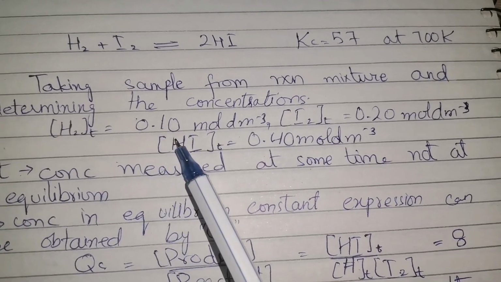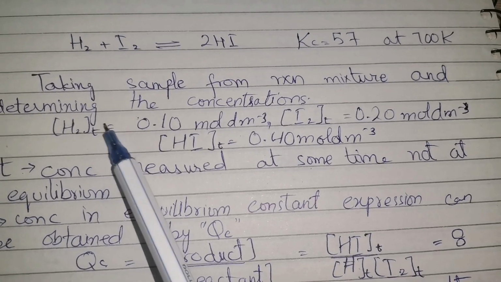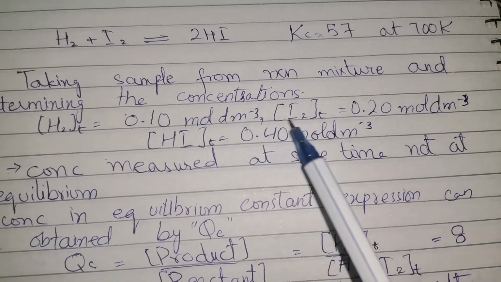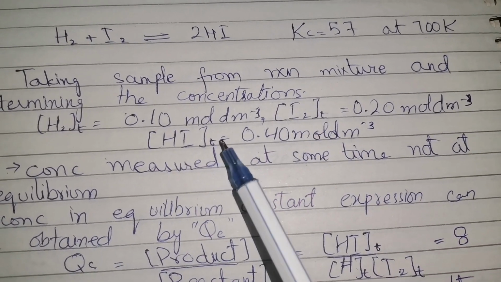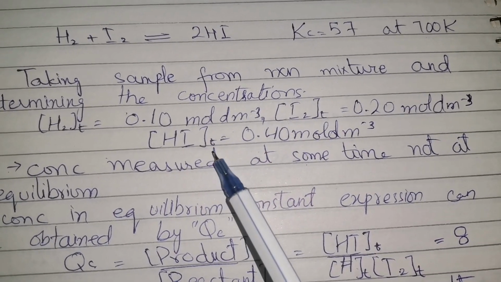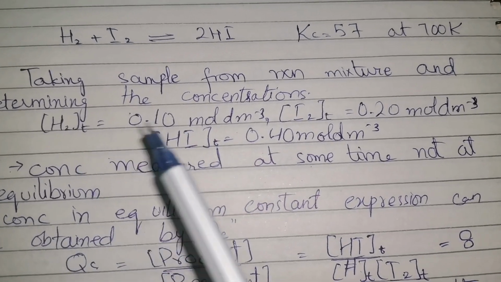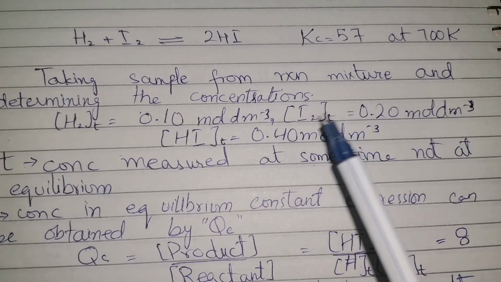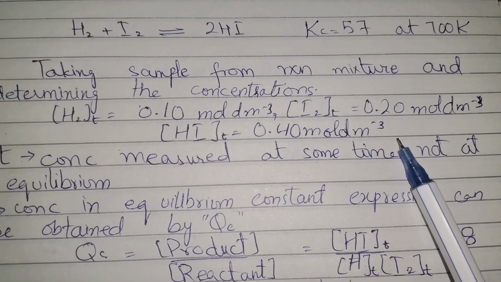We determined their concentrations at that particular time. That's why I wrote here t with each: H2 t, I2 t, HI t. At a particular time we took them out of the reaction. The concentrations that we determined are H2 0.01 mole per dm cube, I2 0.20, and HI is equal to 0.40 mole per dm cube.